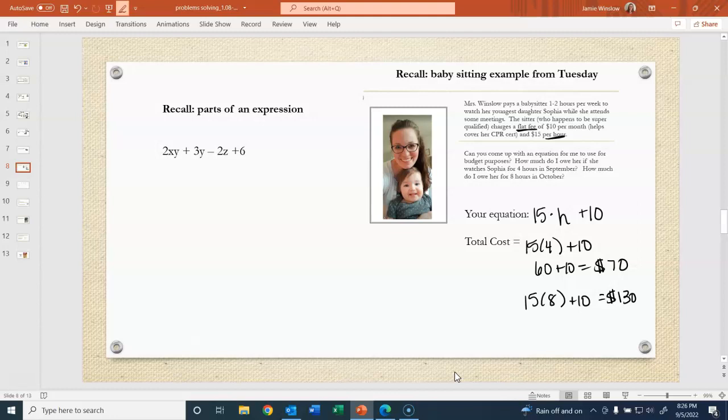So let's recall the parts of an expression now that we did it a little bit over here with the constant and the variable, right? So 6 here is going to be our constant. It never changes. And then how many terms does this expression have? It has 1, 2, 3, 4 terms. And we could say that the coefficient of the first term is 2, for example.